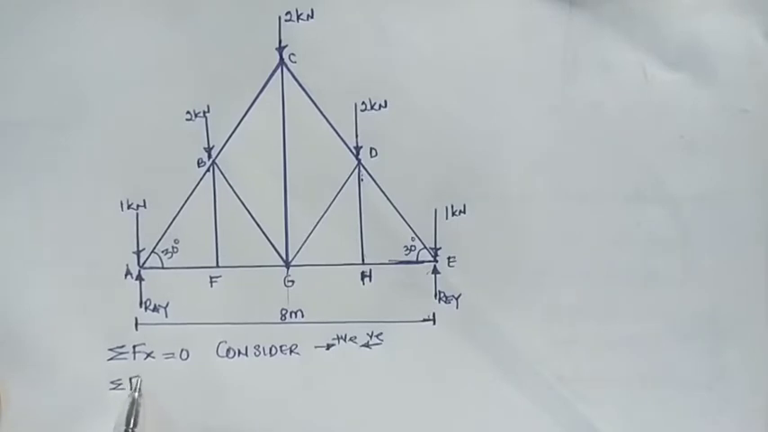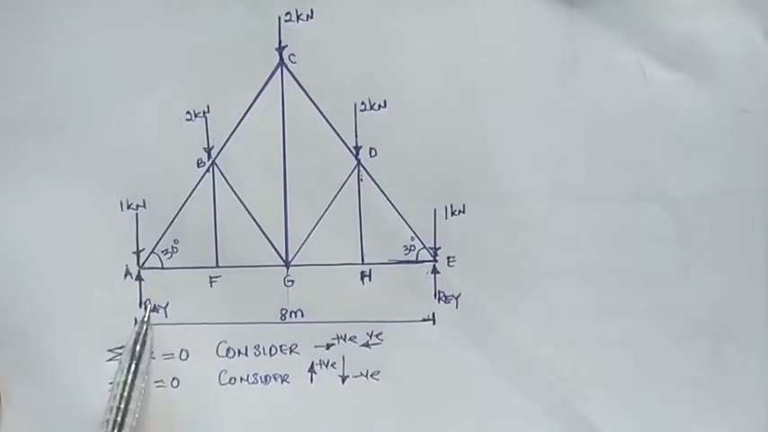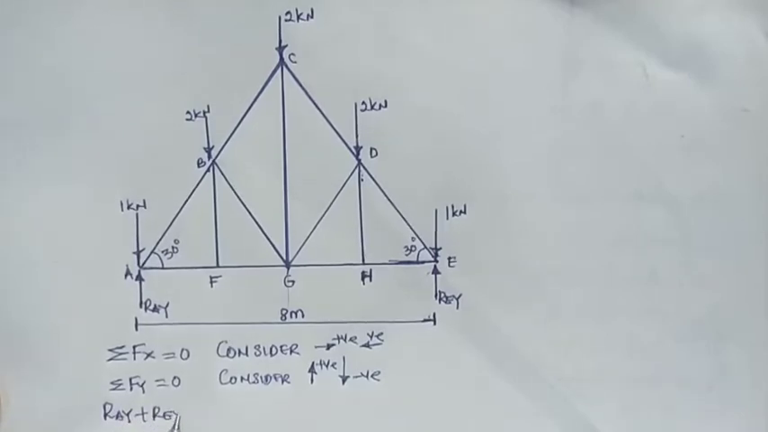Summation of Fy is equal to 0. Now we consider upward force to be positive, and downward force to be negative, right? So let's see, we have upward forces AY plus EY.